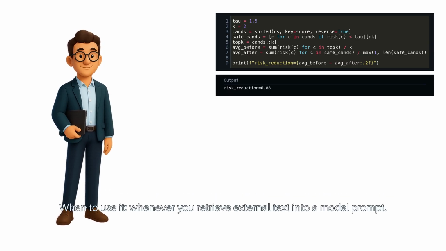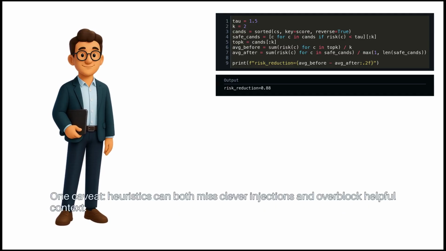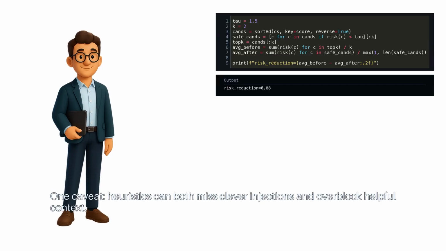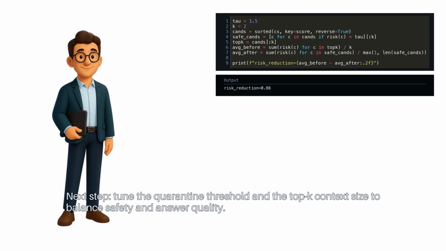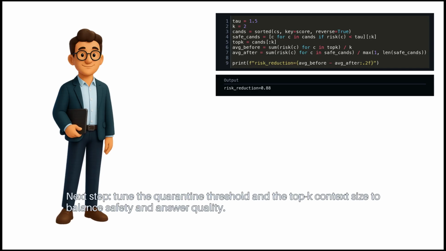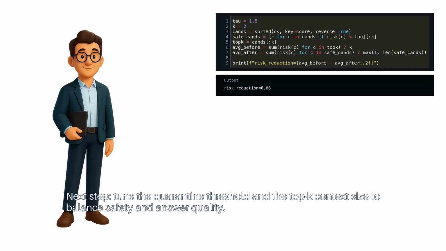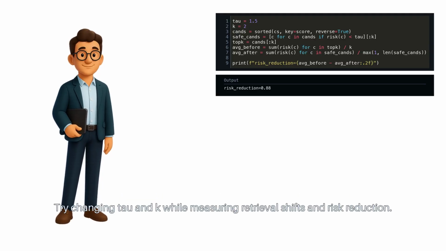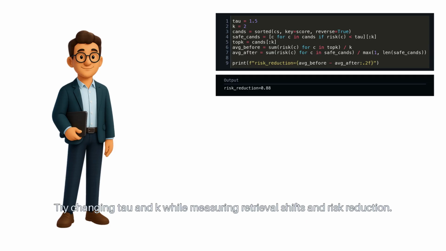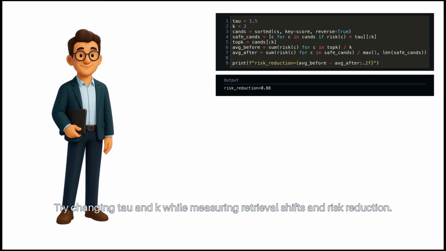Recap what it is: a pipeline to flag and quarantine risky document chunks before prompting. When to use it: whenever you retrieve external text into a model prompt. One caveat: heuristics can both miss clever injections and overblock helpful context. Next step: tune the quarantine threshold and the top K context size to balance safety and answer quality. Try changing tau and K while measuring retrieval shifts and risk reduction.